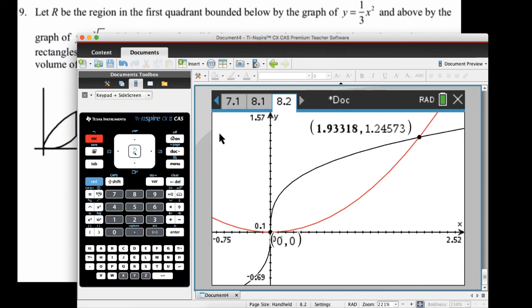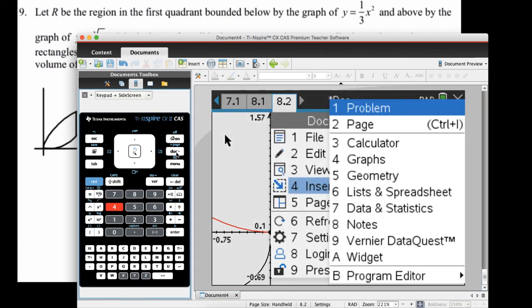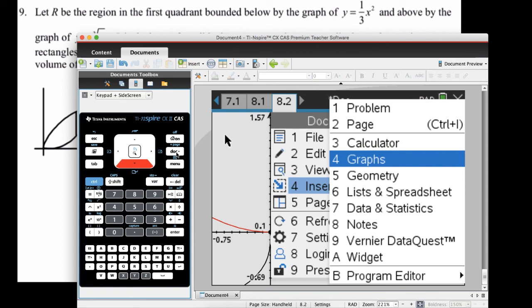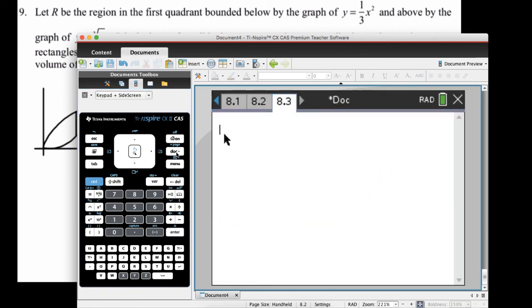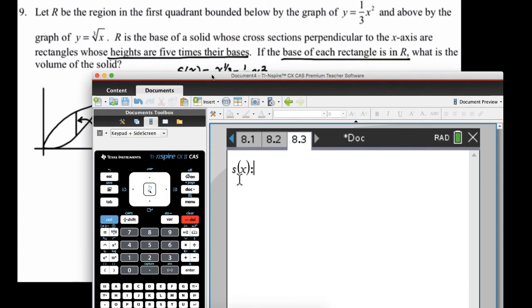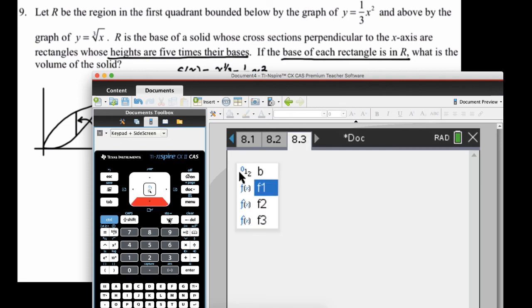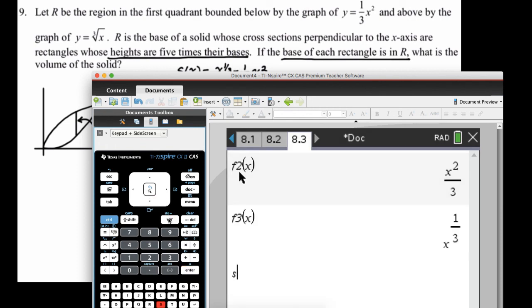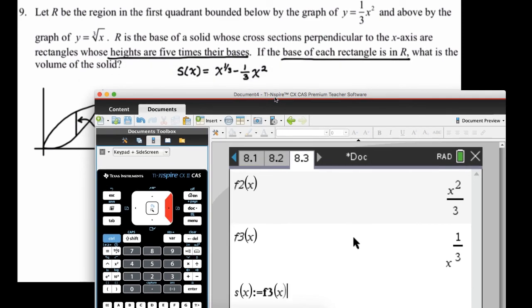So I'm going to put in doc 4, put in a calculator page, and say s of x is, so the problem is I don't know what my functions are. So let's do this. Var f1 is probably not what I want. f2 of x I want, and f3 of x I want. All right, so s of x is going to be f3 of x, right? Because I want the cube root, f3 of x minus f2 of x.